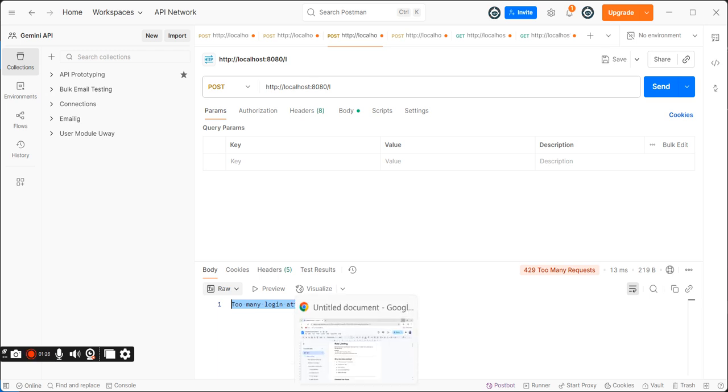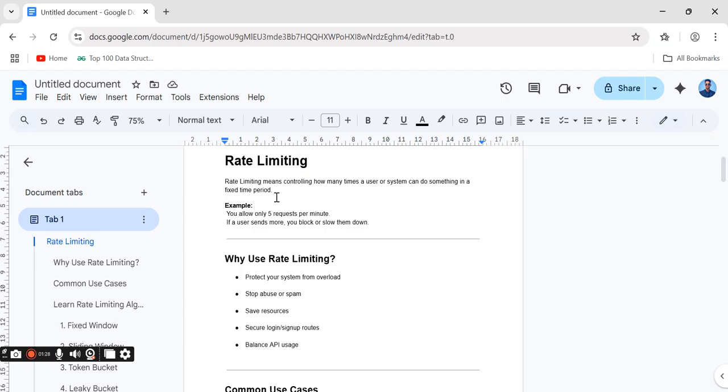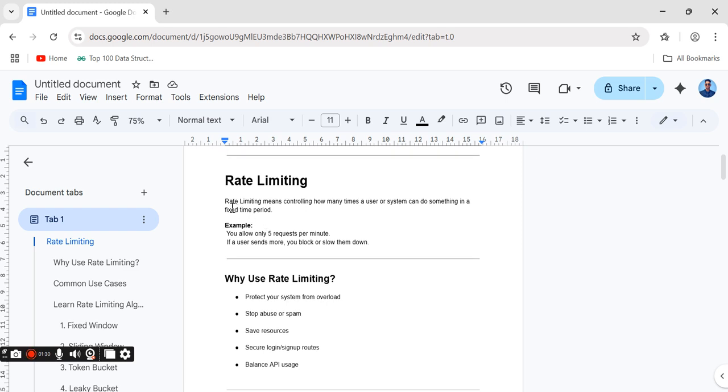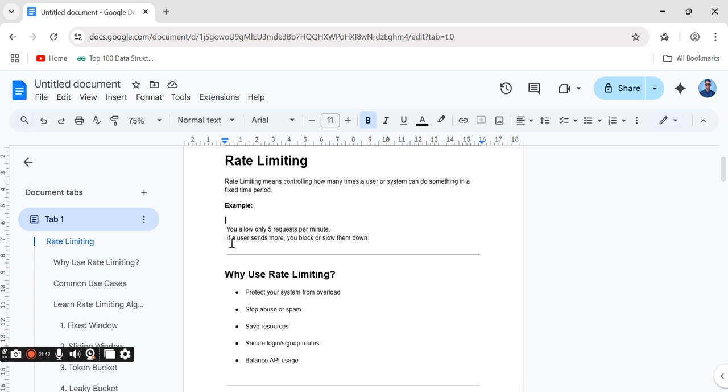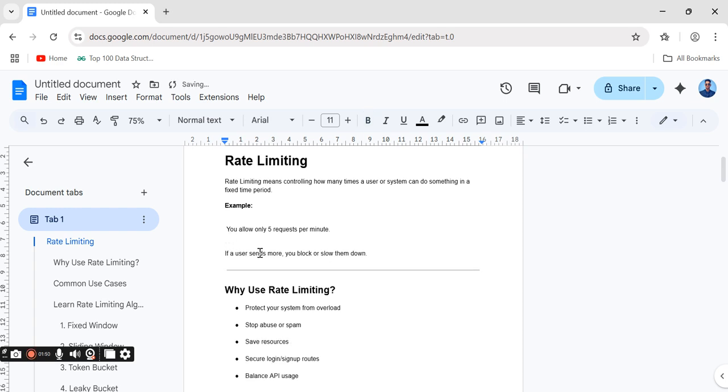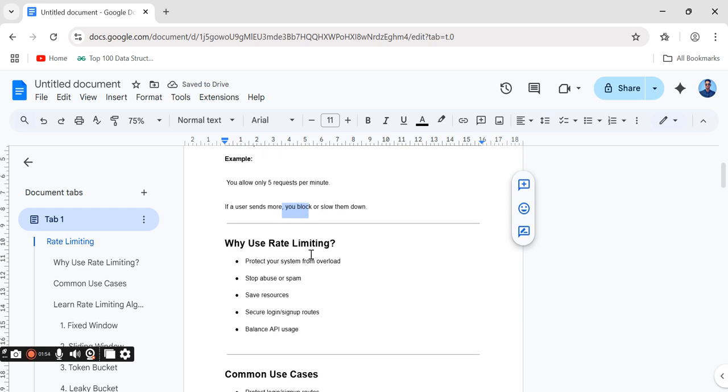Then let's see more about rate limiting. Rate limiting means controlling how many requests we make to the system in a specific period. For example, we allow 5 requests per minute. We make it 5 times per minute. We can also change it to 10 requests per 5 minutes, etc. If users send more than that, we block them. There are 2 types of this: we can completely block them with a too many requests error, or we can also slow them down. These are the 2 types.